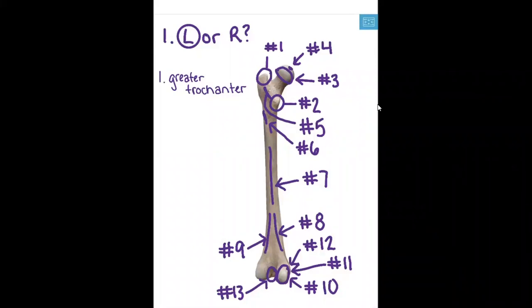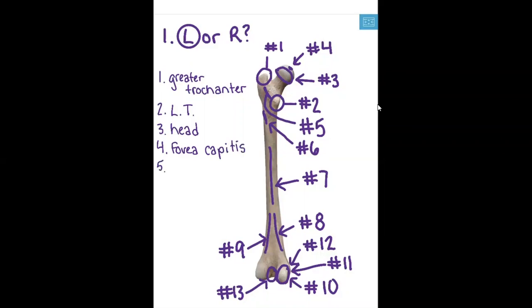Okay, number 2 is the Lesser Trochanter. Number 3 is the head or the femoral head, because you should always be specific. Number 4, that's going to be your fovea capitis. And watch out for spelling on that one.